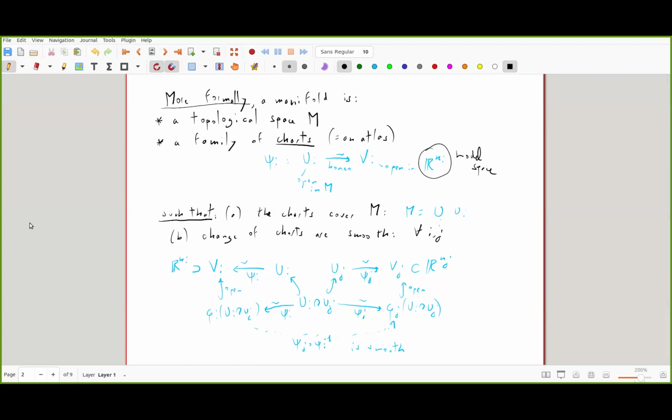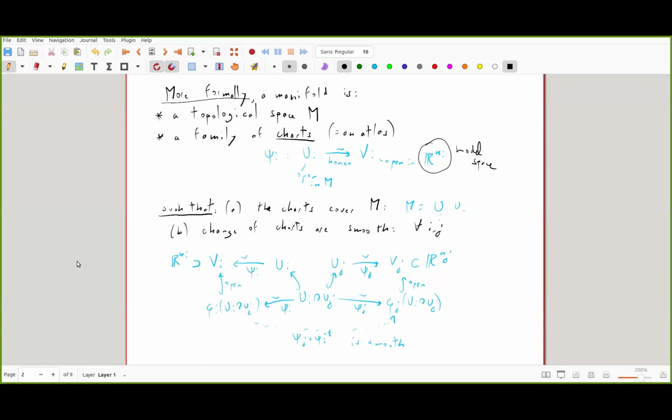Okay, so basically around every point you have a way to identify a neighborhood of that point to something open in R^n, and then there is this coherence condition. And for manifolds in Lean, there are two things that don't happen in math that happen in Lean when manifolds are implemented.